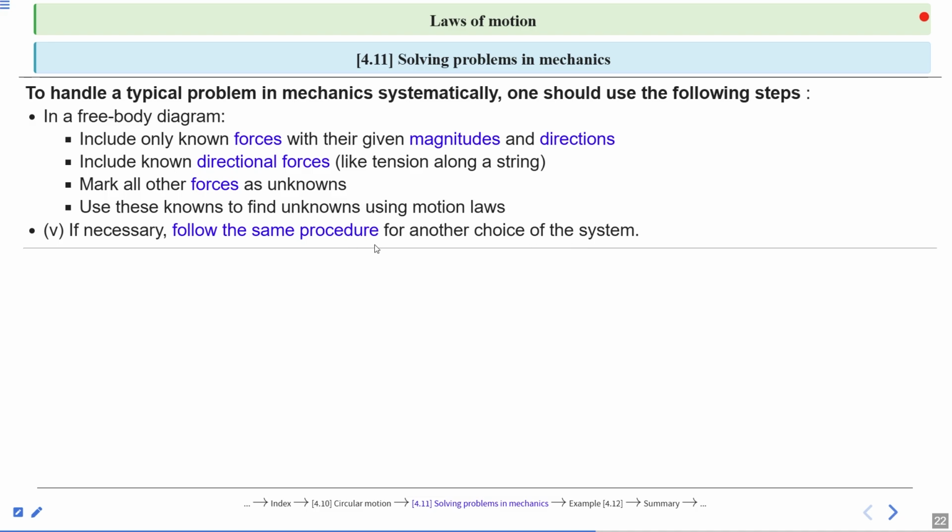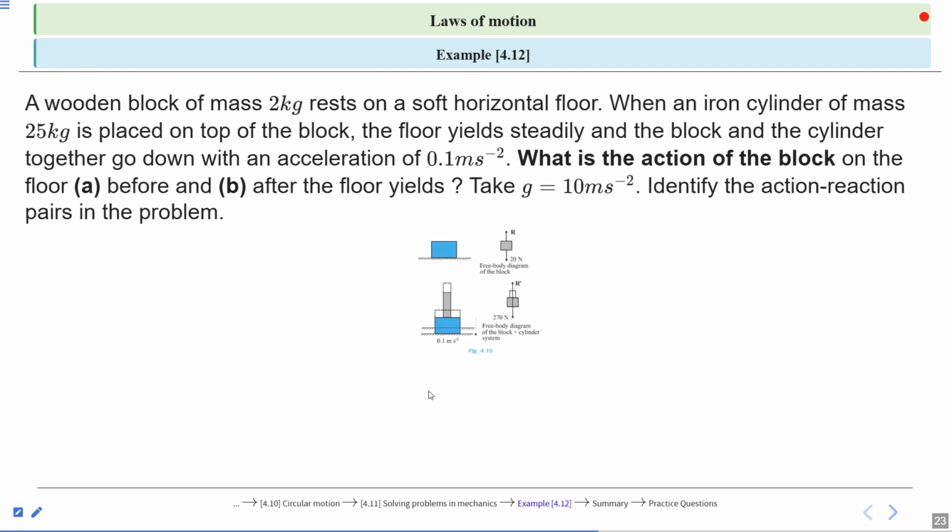Clear? These are some steps to handle a typical problem in a mechanical system. Clear? Now, to understand these steps, we will take an example.